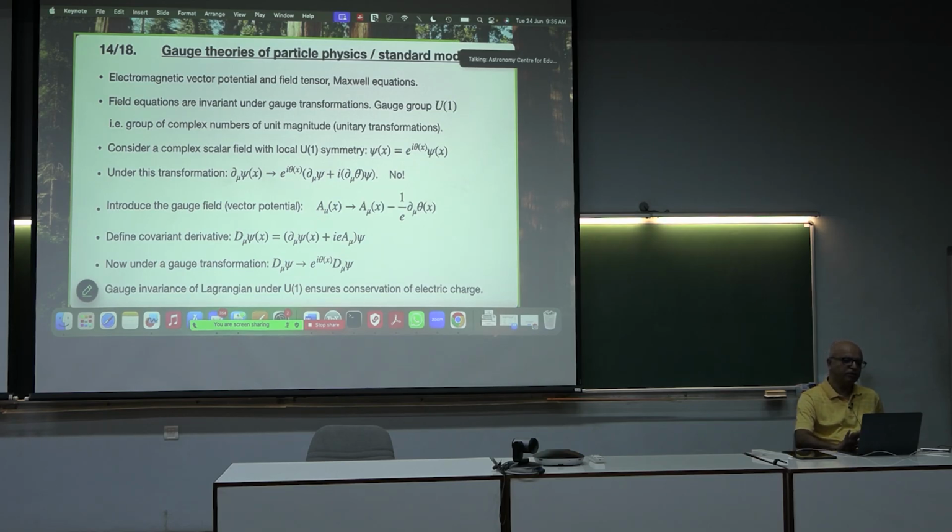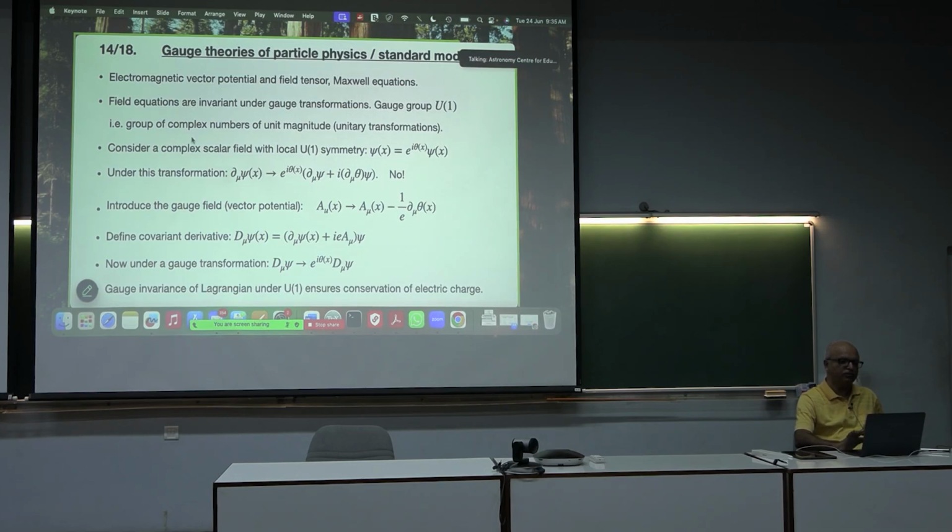So, this you are familiar with. Electromagnetic vector potential and field tensor are a way of writing Maxwell's equations. These field equations are invariant under gauge transformations, and those gauge transformations form this group U1, the so called Lie group U1. Let us try to understand what that means.